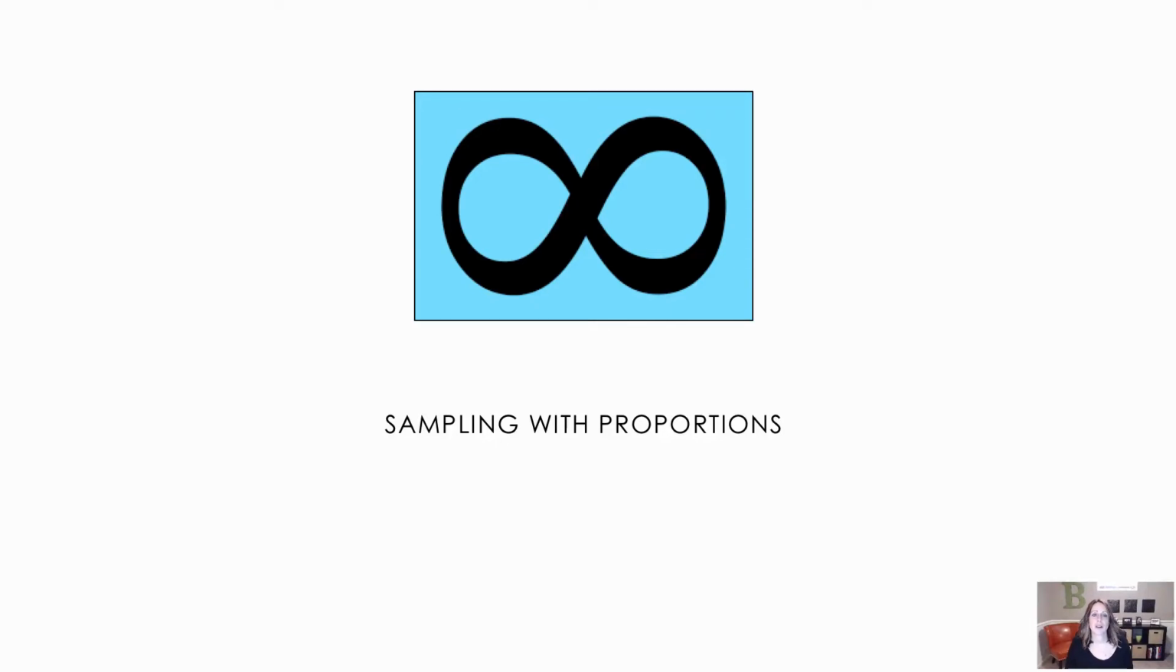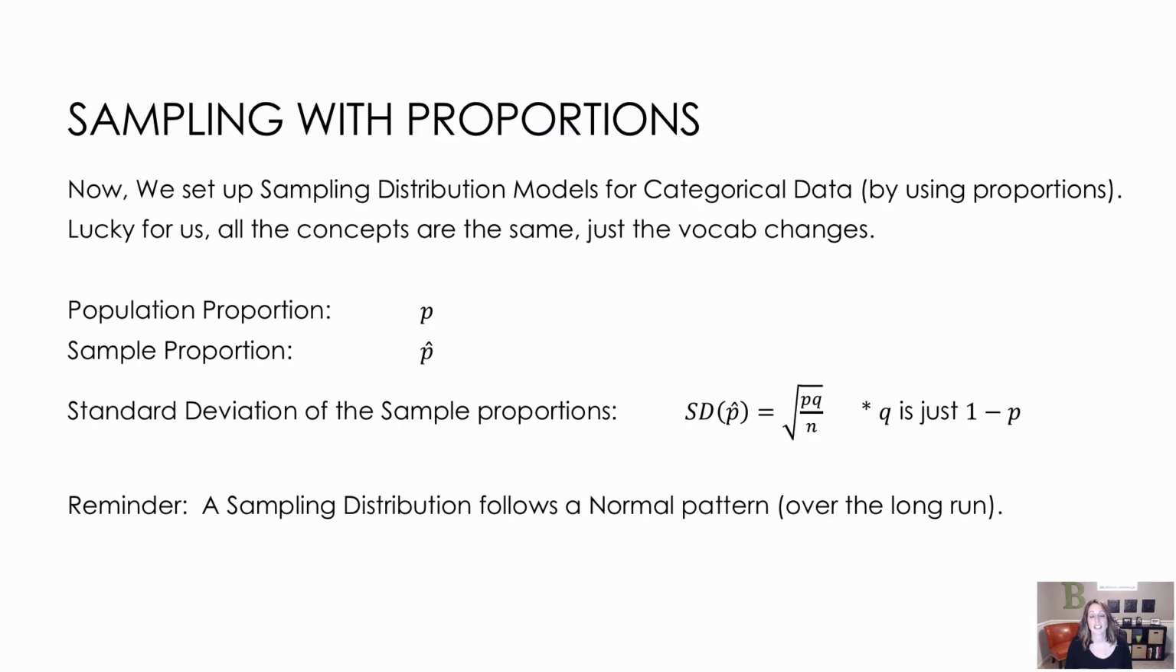Now we've talked about how to sample with means, and we went over an example using a probability and an example using the empirical rule. We're going to do the same thing for sampling with proportions. And so the good news is it's essentially the same process. We're just going to have a little bit of vocabulary change.